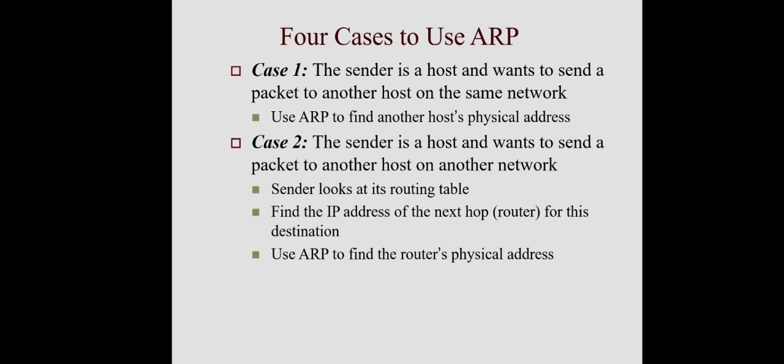It doesn't know the corresponding MAC address, so definitely ARP should be used to find the physical address of the other host. And the second one: the sender is a host and wants to send a packet to another host on another network. In that case, we should know the corresponding IP address for actual communication, right? But from this local network, the packet should be routed to the router which connects to the external world. Only then can this message be transferred to another network, right? That means we should know the MAC address of the local router. For that also we have to use ARP.